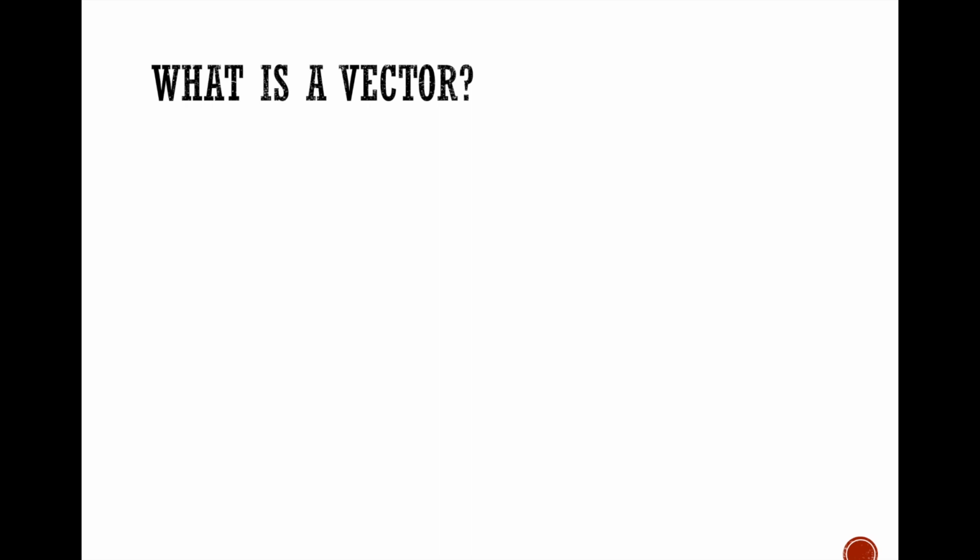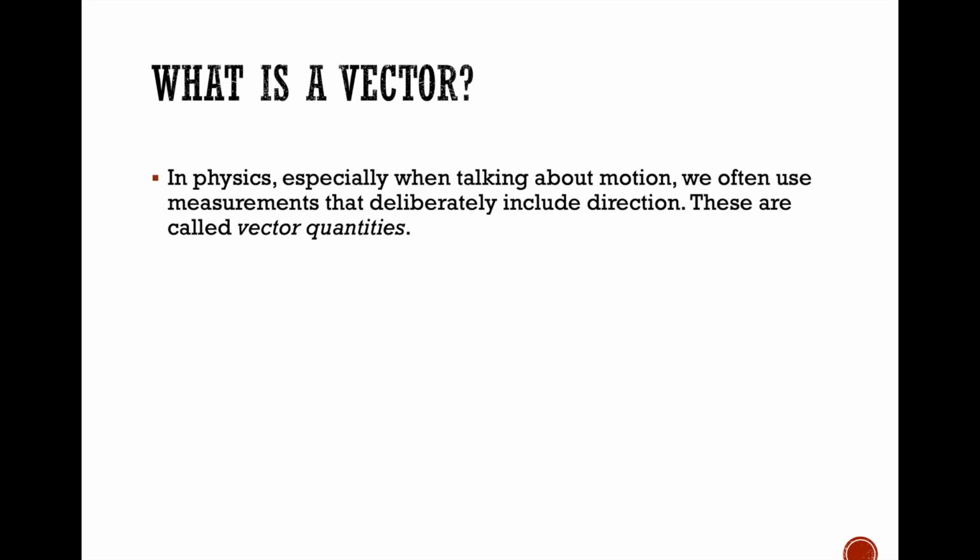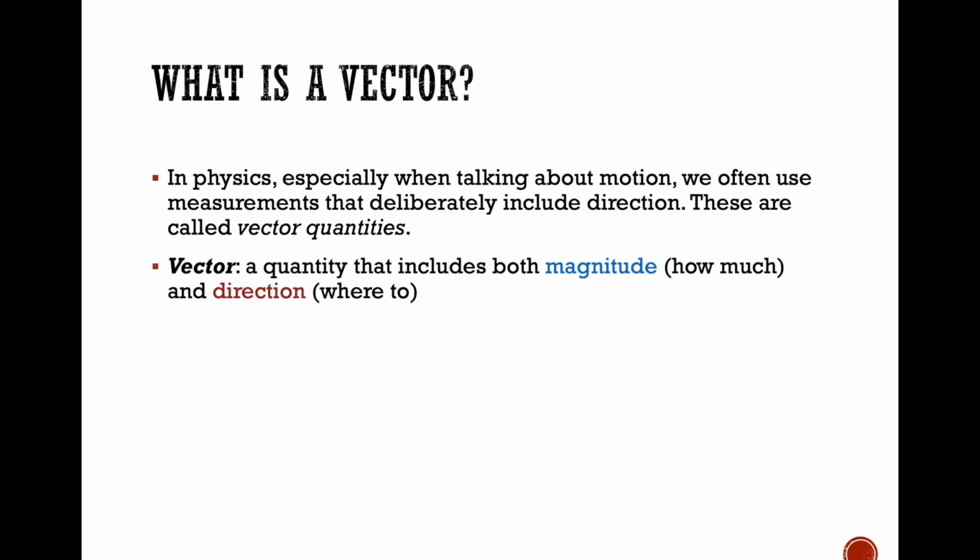So first, what is a vector? Well, in physics, especially when talking about motion, we often use measurements that deliberately include direction. These are called vector quantities, okay? So a vector is a quantity that includes both magnitude, how much, that's usually how we're talking about measurements, right? 3 feet or $4 or 50 degrees, that's the magnitude. But then a vector also includes the direction, which is where to.